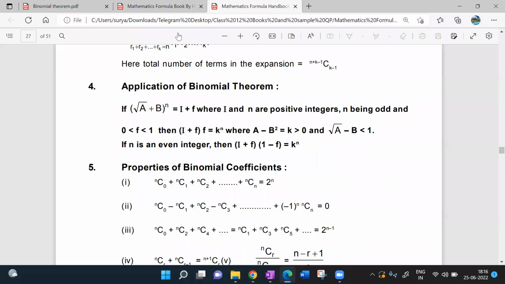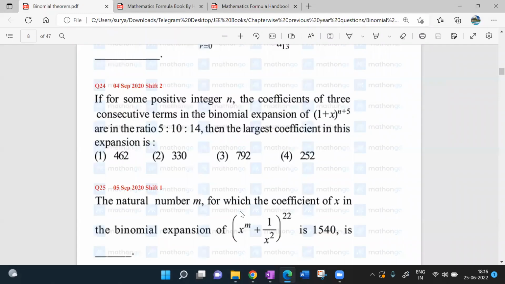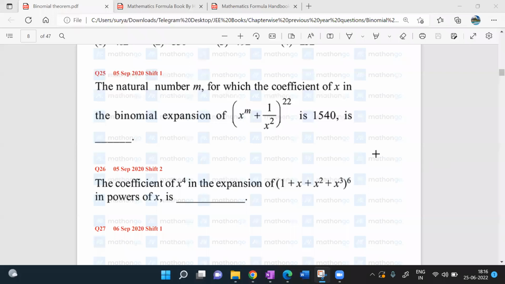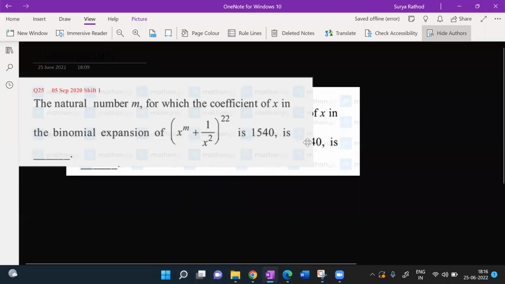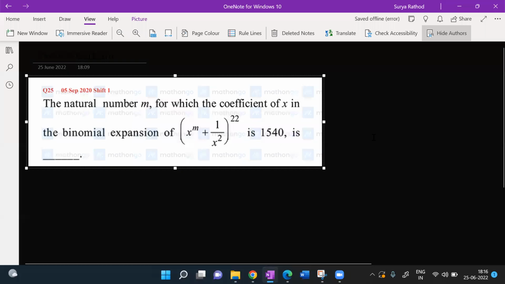Can you hear me, children? Yes. So till what we discussed in the last class? Yeah. So everyone now solve the 24th question, 25th question. Solve this question, everyone. This is a fill in the blank question. Quickly do this question.